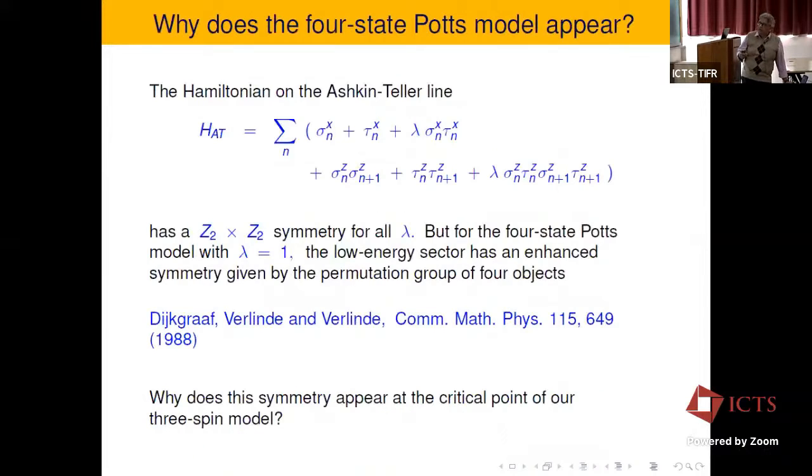Yeah. Okay, so now let me give you a very brief qualitative argument of why, in hindsight, we could have anticipated this, why our 3-spin model should fall in the same universality class of the 4-state Potts model, only by hindsight. So the Hamiltonian on the Ashkin-Teller line is like this, and as I said, it has a Z2 cross Z2 symmetry for all lambda. That just corresponds to flipping sigma x or flipping tau x. But for the 4-state Potts model, it is known that the low energy sector has an enhanced symmetry given by S4, the symmetry permutation group of 4 objects. So why does a symmetry like that appear at the critical point of our 3-spin model?